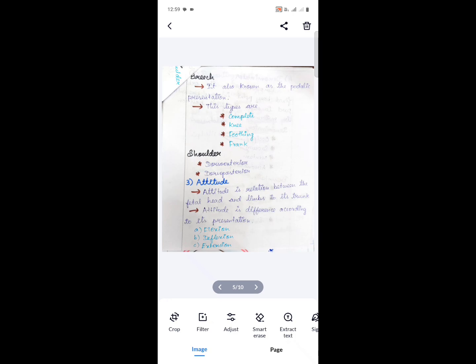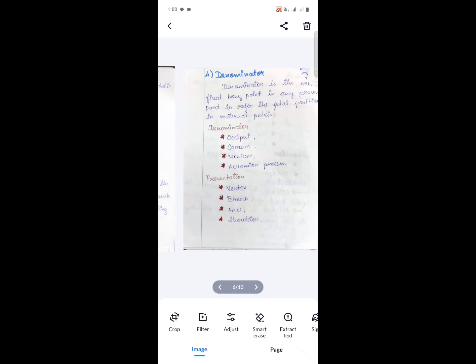And next, attitude. Attitude is the relation between the fetal head and limbs to its trunk. However the baby is present, the baby's hands and legs may be in flexion, or the body also in flexion, otherwise it will be extended, or the head also in flexion or extension. These are the various attitudes that will be present. Attitude differs according to the presentation: flexion, deflexion and extension. These various types are present during the time of baby presentation.